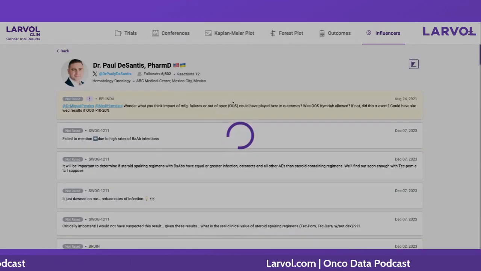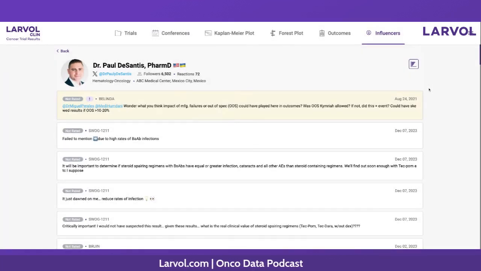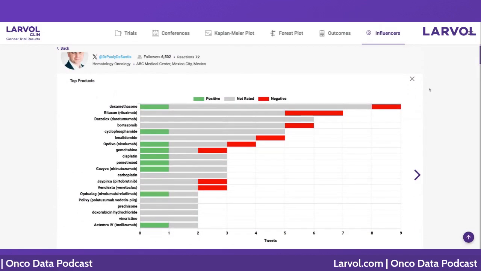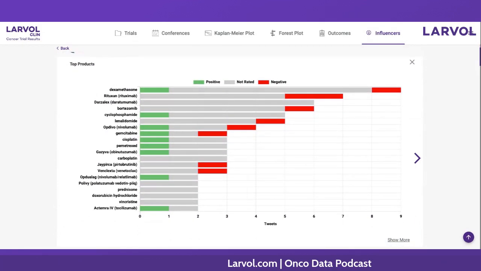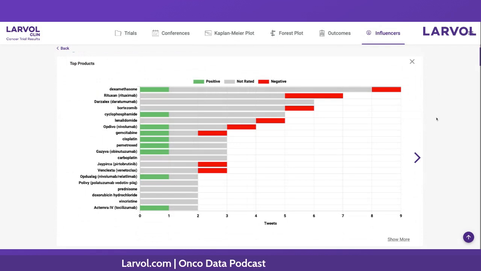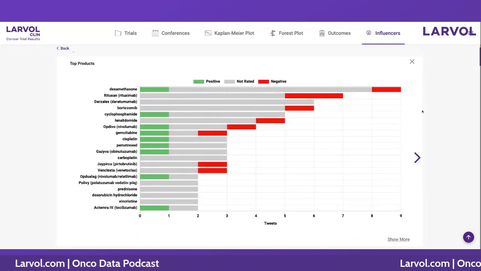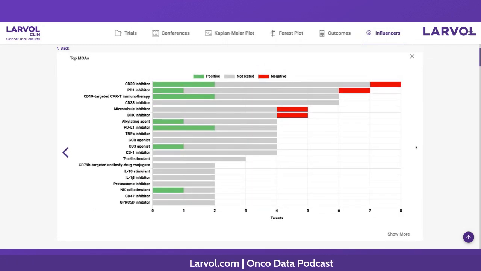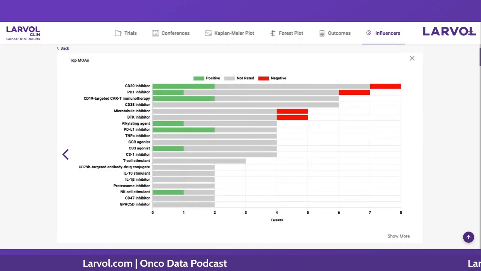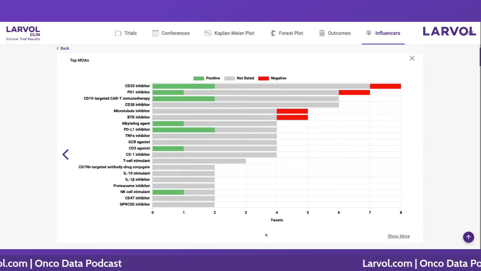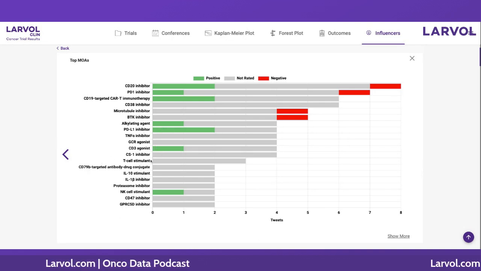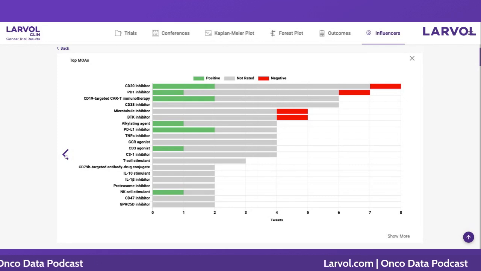Okay, let's look at his analytics on the top right of the screen. So we get a sense of what he is tending to tweet about. These are the main products that he's commenting on, and same thing, negative, positive. Let's click on the right to see what other analytics we have for Dr. DeSantis. So these are the top MOAs. A lot on CD20, of course, PD1, I'm sure PDL1 as well. You can see which MOA he likes, which MOA he doesn't like. So these are the two views. I think we'll add other views later on.